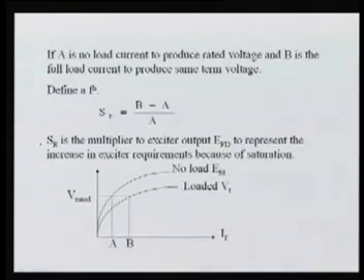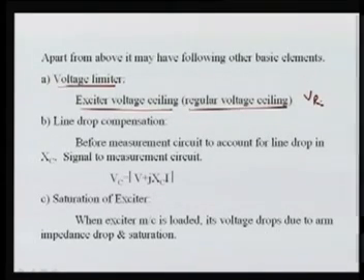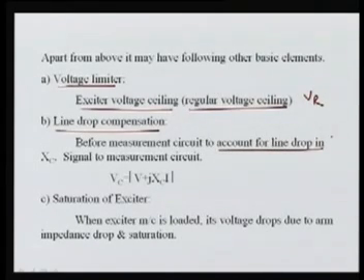So this is the block diagram. Apart from this, it may have the following basic elements: a voltage regulator, whose voltage should not violate its limits, so the exciter voltage ceiling limit, that is the regulated voltage ceiling VR, is also used. The line drop compensator is used before the measurement circuit to account for the line drop, with XC in the signal to the measurement circuit. And of course, the saturation of excitation.